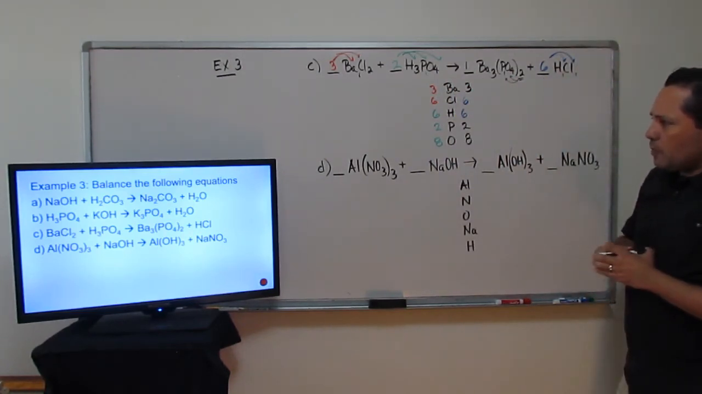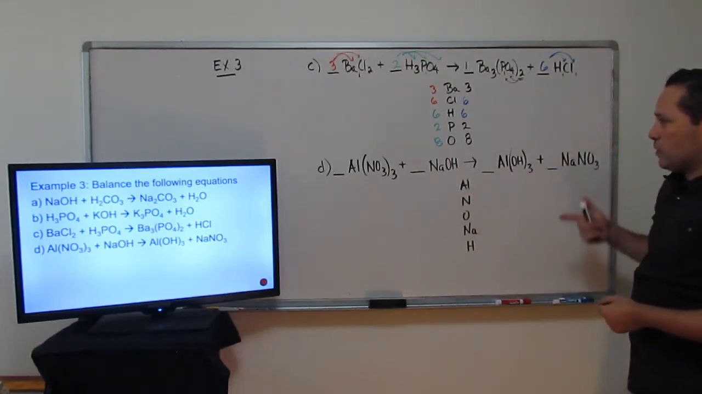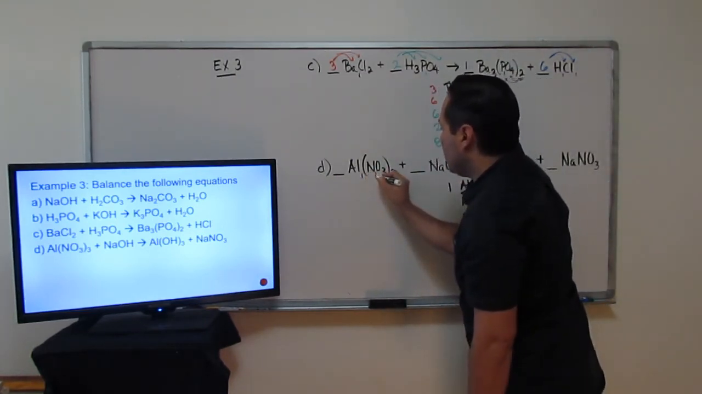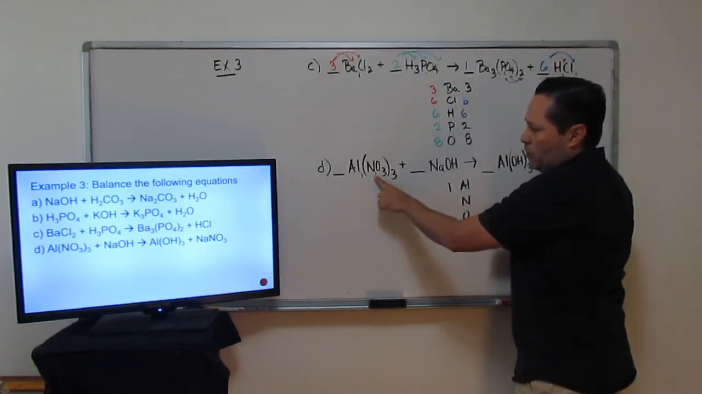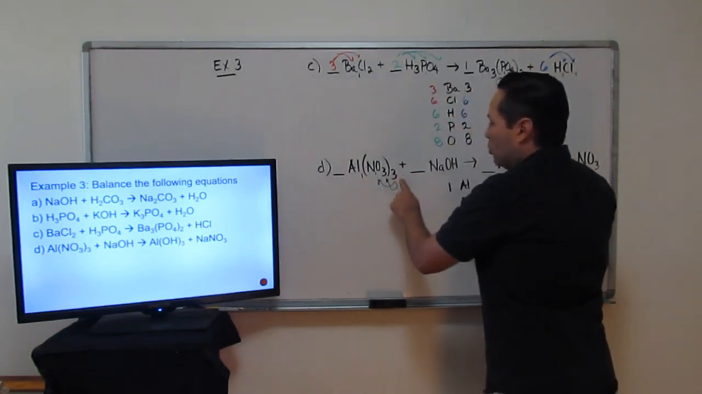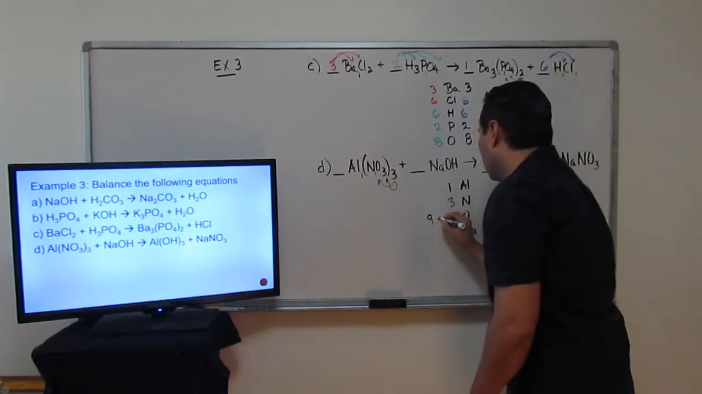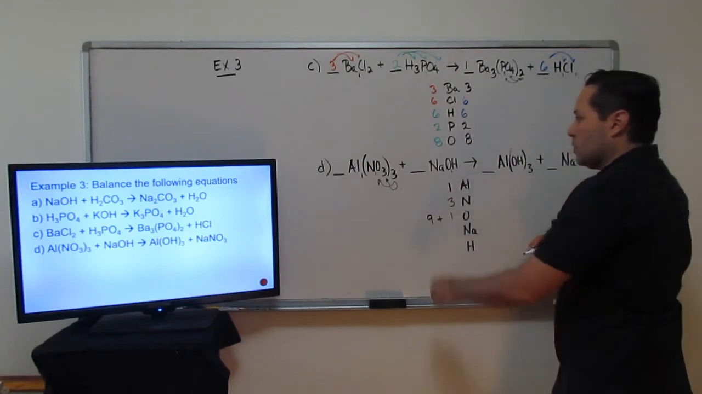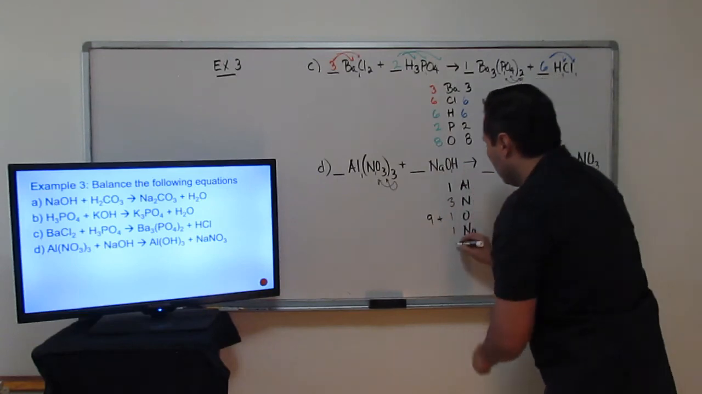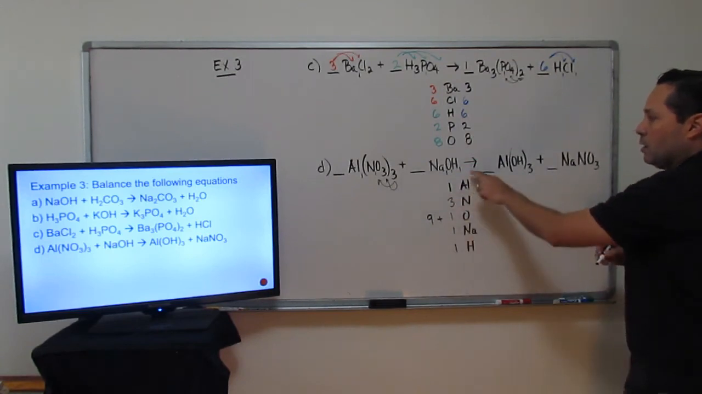Alright, now letter D. For letter D, we're going to again start by counting how many of each atom we've got. So we're going to start with aluminum. There's no number here, so it's a 1. Nitrogen, there's no number there, so it's a 1, but it's inside parentheses and a 3 outside, so you distribute it. So it's going to be 3 times 1, 3 nitrogens, and 3 times 3, 9 oxygens. There's another oxygen here. Sodium, there's only 1. That oxygen is accounted for, and 1 hydrogen here. Alright, so that is what's on the reactant side of the yield.